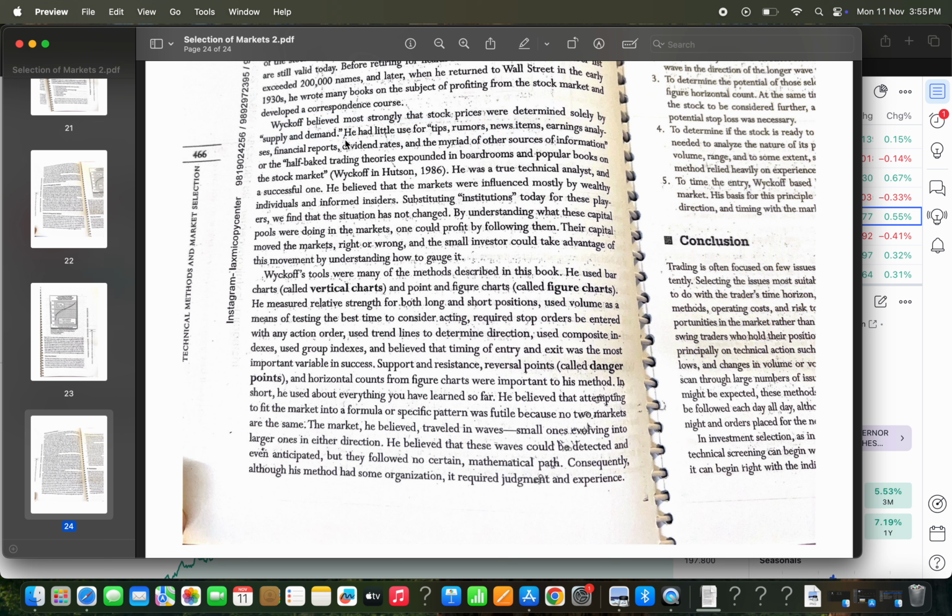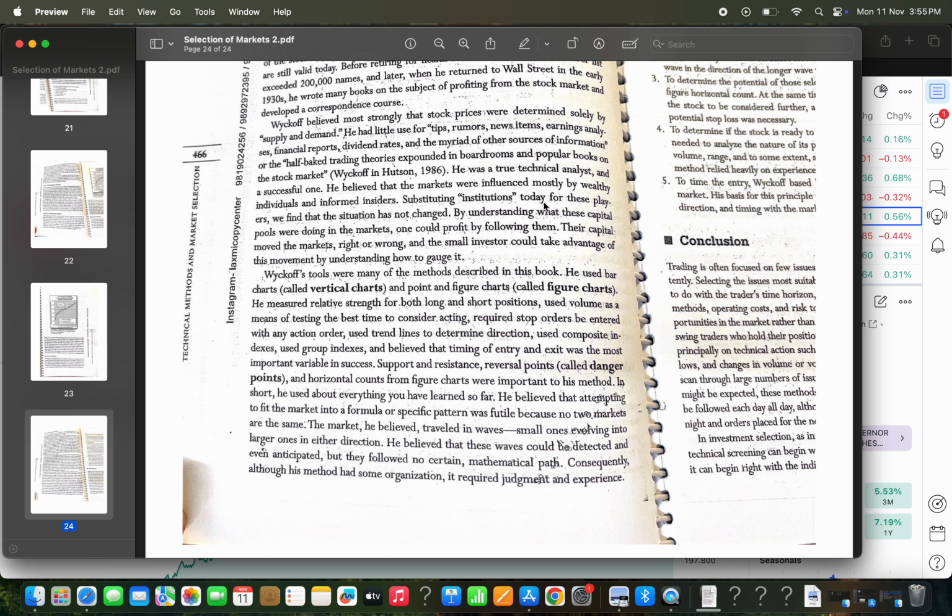He had little use for tips, rumors, news items, earnings, financial reports, and so on. He was a true technical analyst and a successful one. He believed that the markets were influenced mostly by wealthy individuals and informed insiders. Substituting institutions today for these players, we find that the situation has not changed.